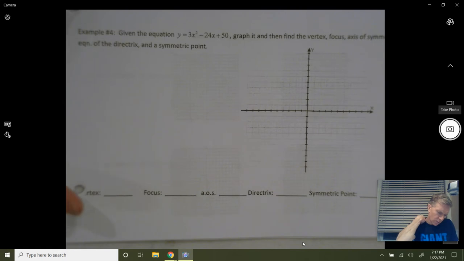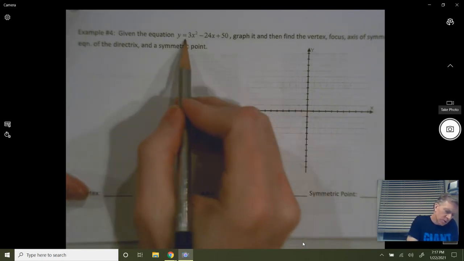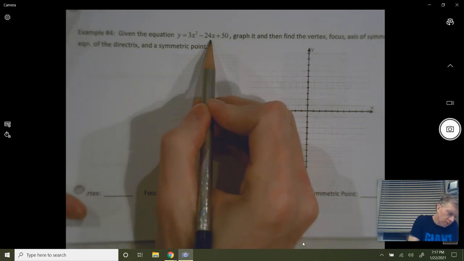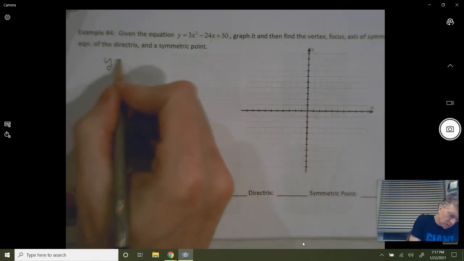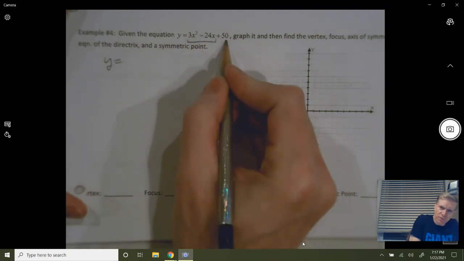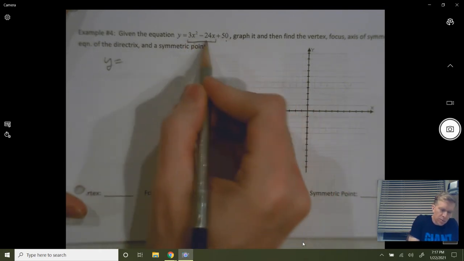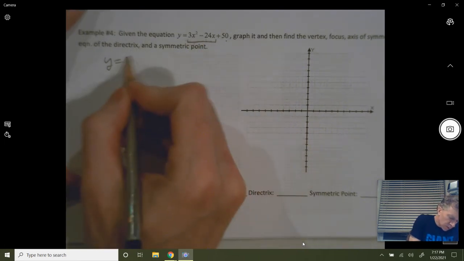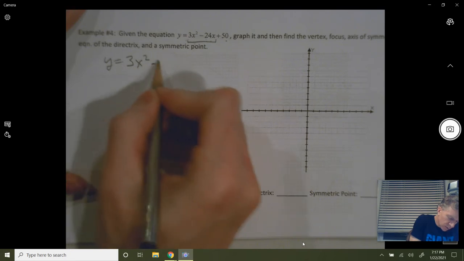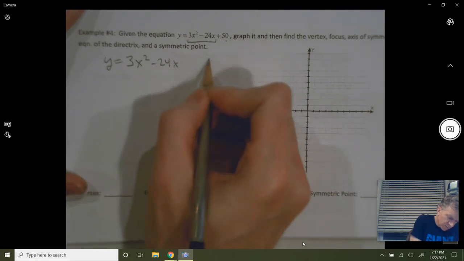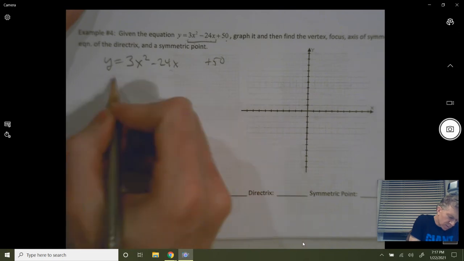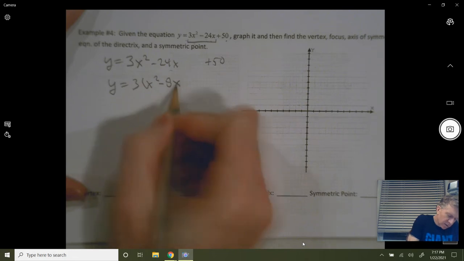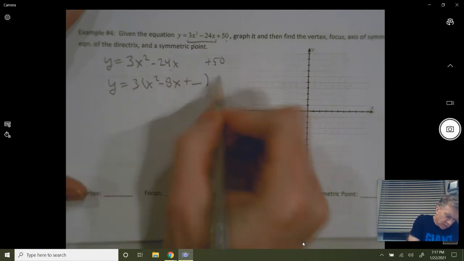Okay, so number 4. Given the equation, here we have to complete the square first to get this into standard form. So we've got y equals, and I'm going to move the 50 over, because I want a perfect binomial squared. So I'm going to take the 3x squared minus 24x and then move the 50 over. Looking at these two, I'm just going to factor out a 3. I've got x squared minus 8x plus something. I've got my plus 50.